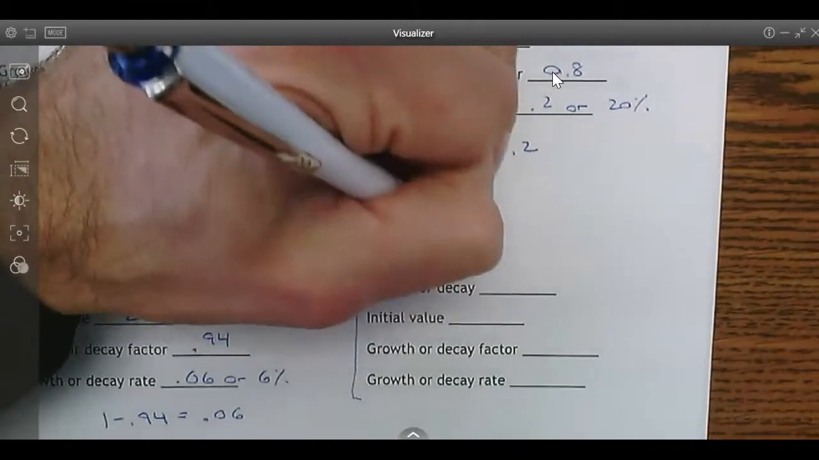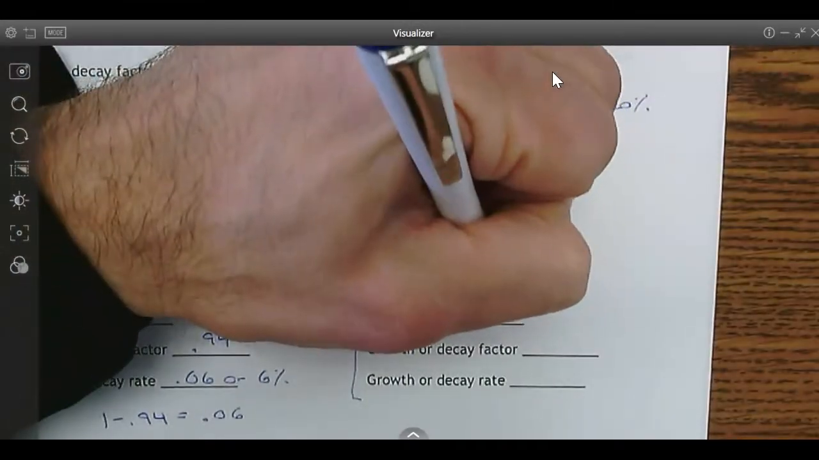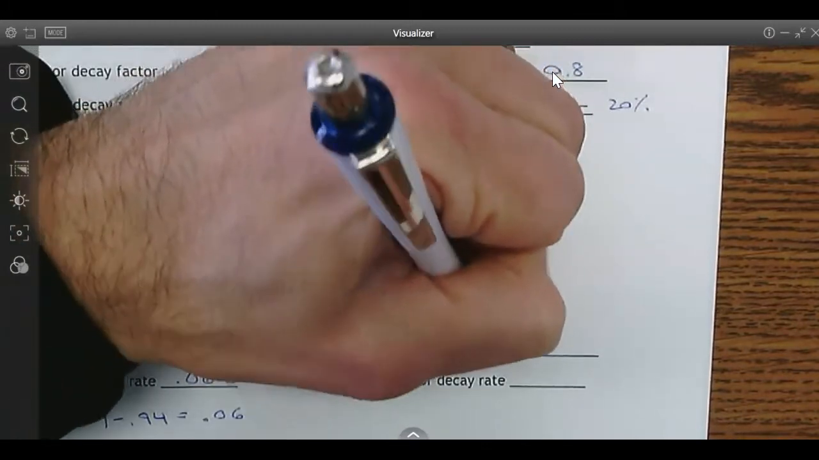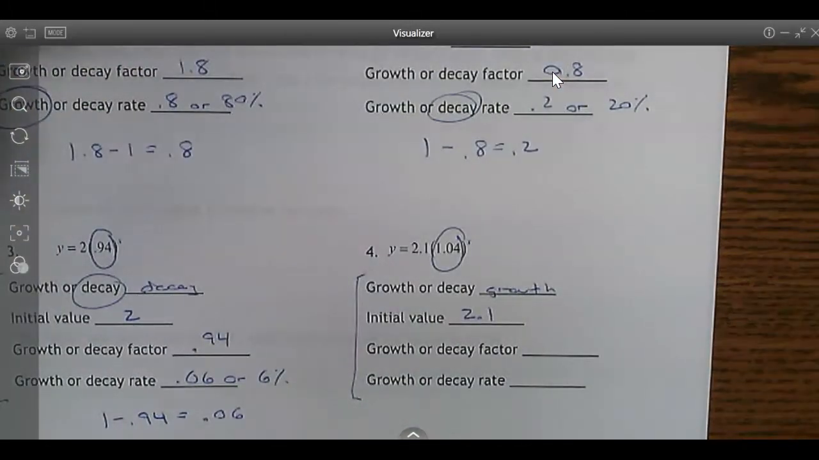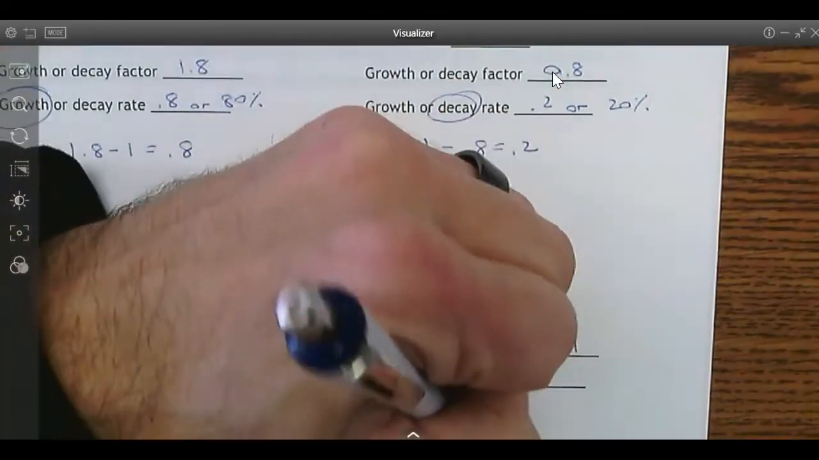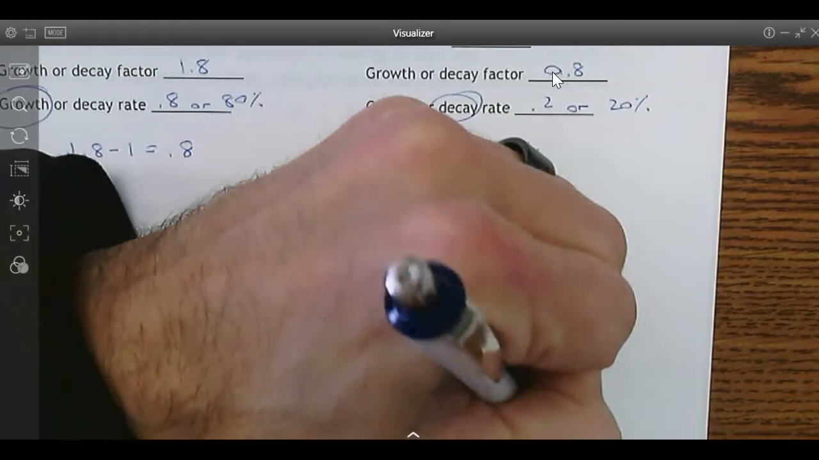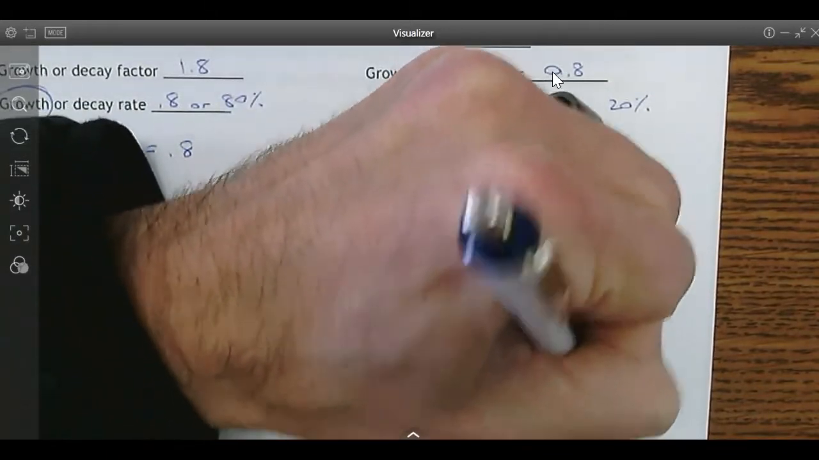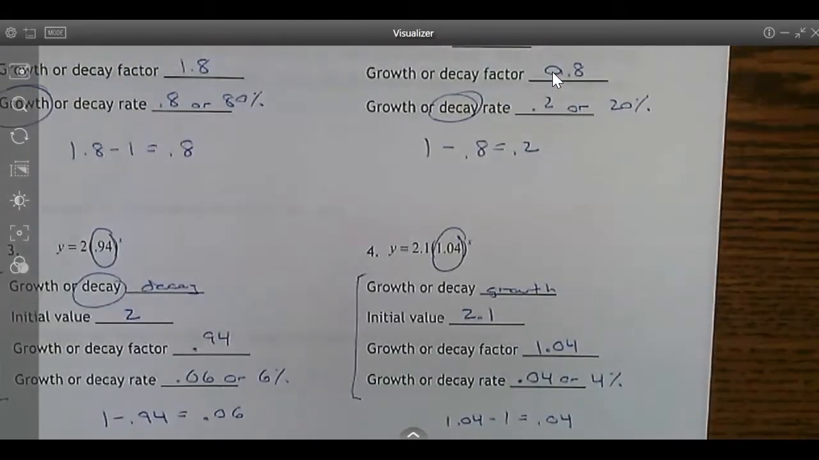The second one, that rate is greater than 1, so this represents growth. The initial value is 2.1. The growth factor is 1.04, and the rate, 1.04 minus 1, is 0.04, or 4%.